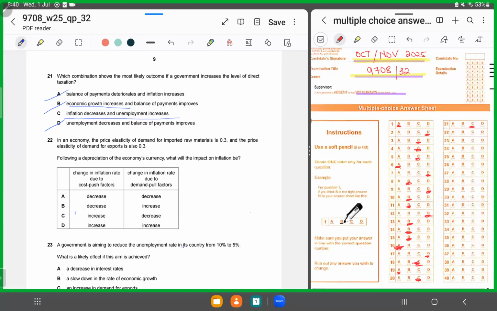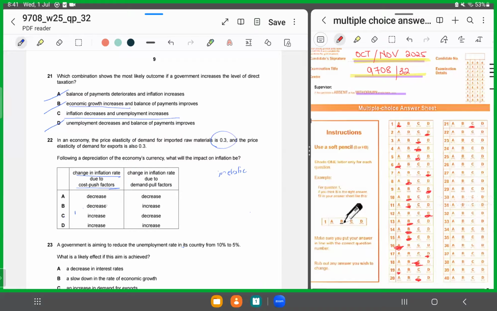Number 22. 22 says in an economy, the price elasticity of demand for imported raw materials is 0.3. The price elasticity of demand for exports is also 0.3. So if there's a depreciation of the country's currency, what should be the impact on inflation? Now, since both the PED for imports and exports is 0.3, it's showing what? Inelastic. So what should a devaluation do? A devaluation would not reduce imports. So this means the inflation rate due to cost push factors would what? Increase because it would make imports expensive.